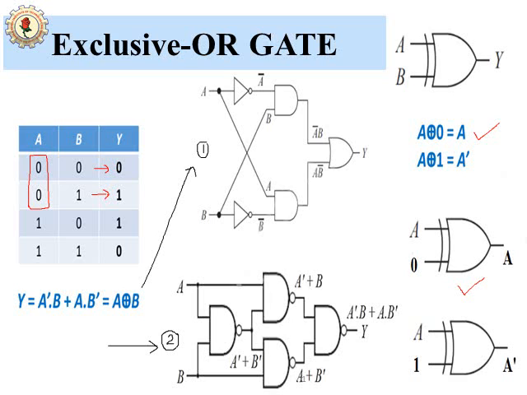We also already know the equation of the XOR gate in terms of AND gate and OR gate, given at the left bottom: A bar B plus A B bar, and the circuit is given in 1. That means two inputs A and B, where one input goes along with the inverted other input, that is A bar B and A B bar. Again both are ORed, giving the output Y.